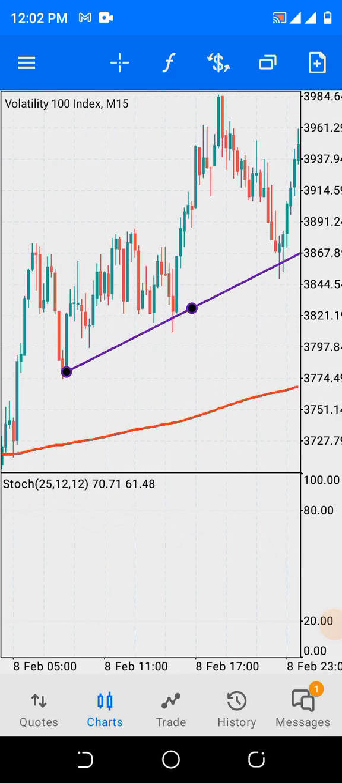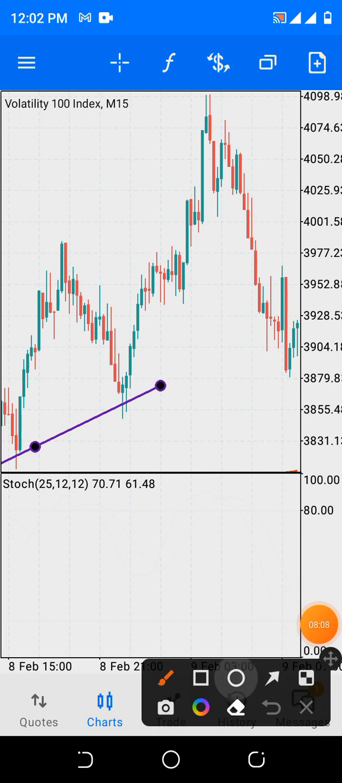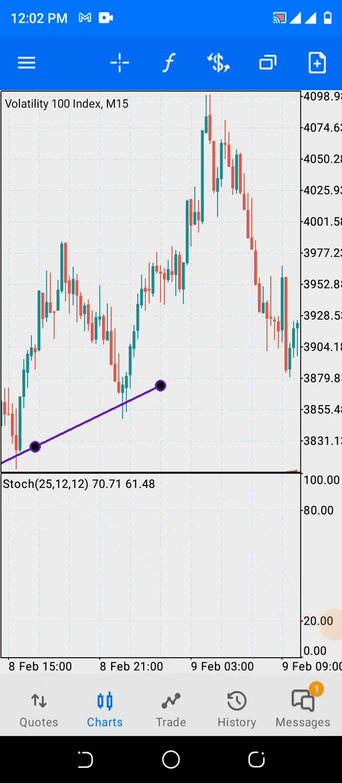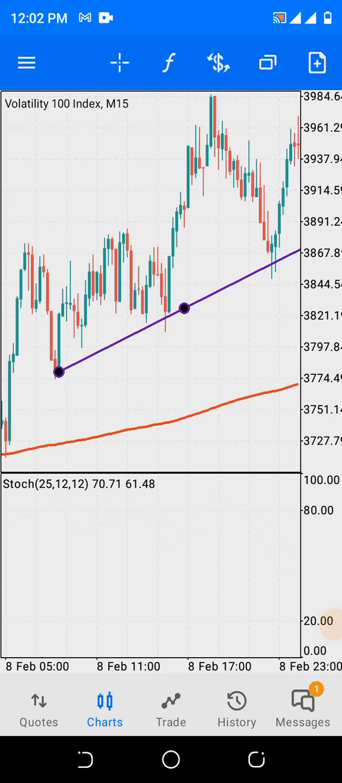Once you extend it, the top touch is your buy entry. So you buy at this point where the market touches the trend line at top time. So that's it. From this point where the market touches the trend line, you make your buy entry. So all you do must be in the direction of the market.